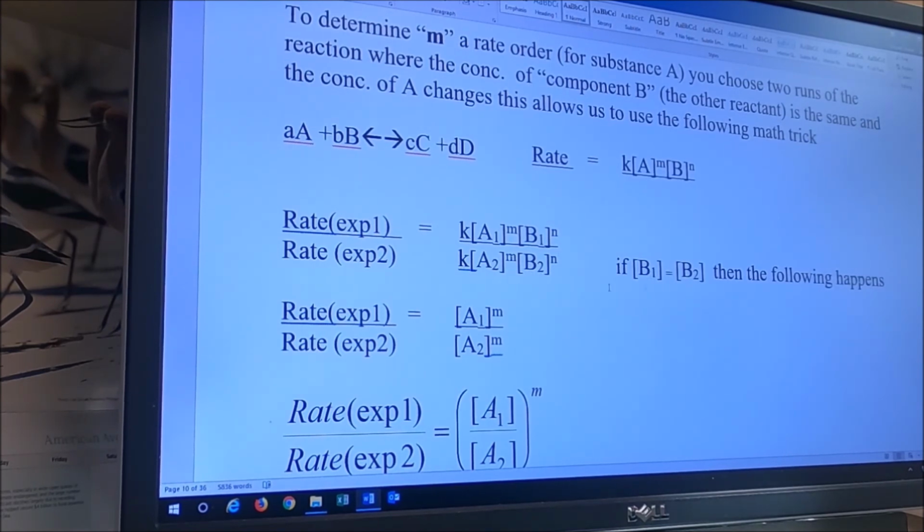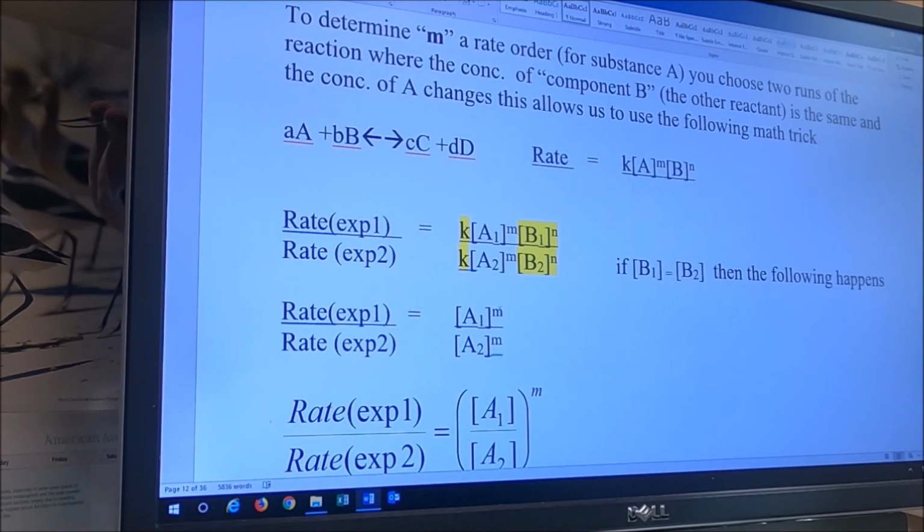If the concentrations of B are the same, then they're going to divide out. Okay, so this and this are the same. They're going to divide out. Oh, and the k's divide out because they're a constant. That gets me the rate of experiment 1 over the rate of experiment 2 equals [A] from experiment 1 to the m over [A] from experiment 2 to the m.